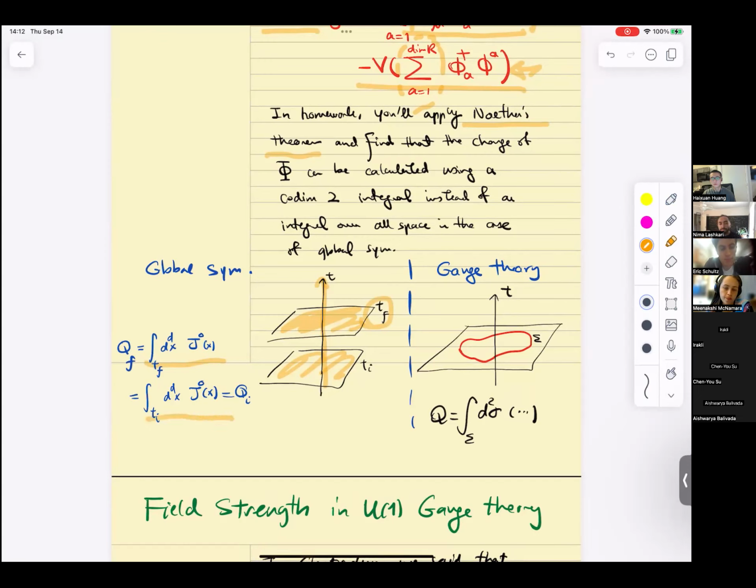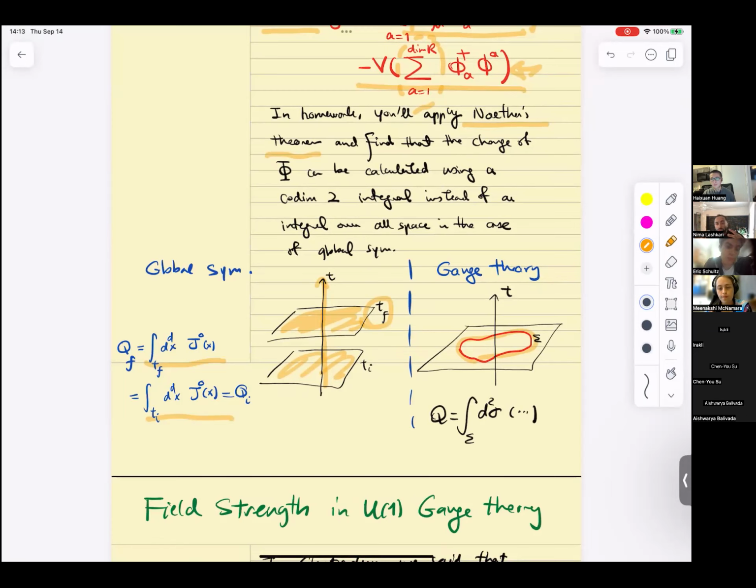When I discussed this, nobody complained, because this is not what you see in electrodynamics. In electromagnetism, one of the very first courses that you took in first year of undergrad, you learned that the electric charge is not an integral over the whole space, but it's actually an integral on a codimension 2 surface, some sphere at some finite radius. You're only calculating an integral over some region, and that represents all the charge inside it.